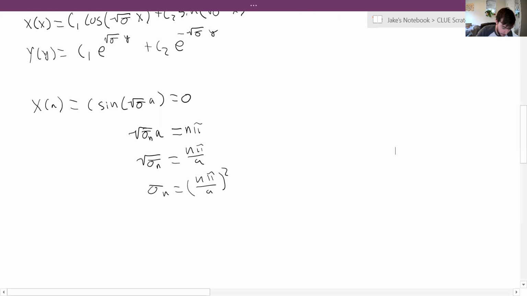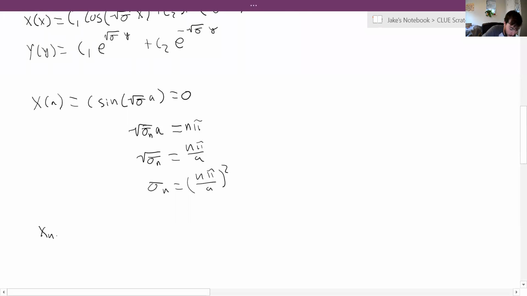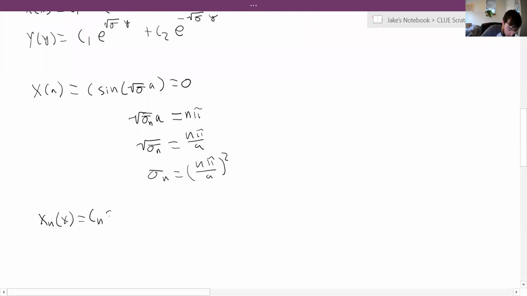So what that means is we know X. Sometimes people write a little subscript here. X of x is equal to, remember our constant might change as well now, depending on what n is, equal to the sine of root sigma n x. There you go. But remember, root sigma n is going to be the square root of this. So this ends up being n pi x over a.